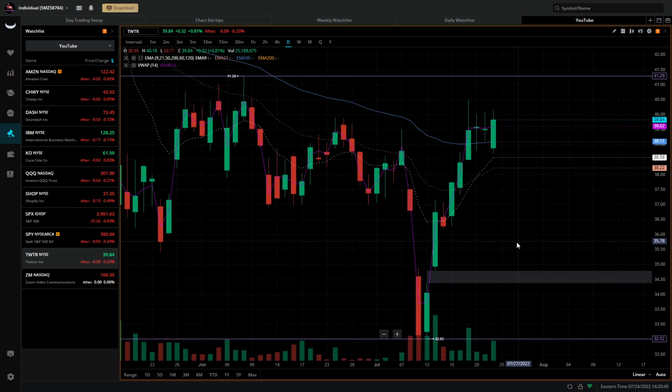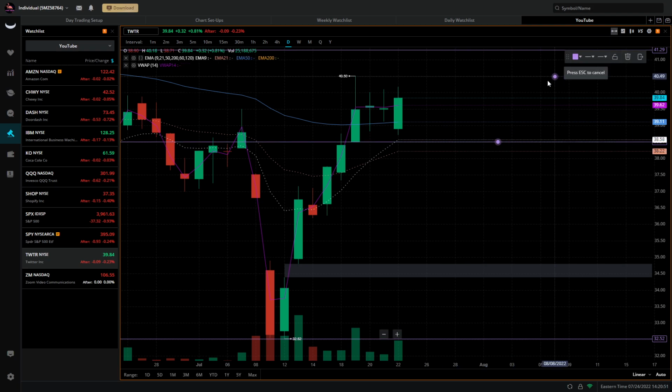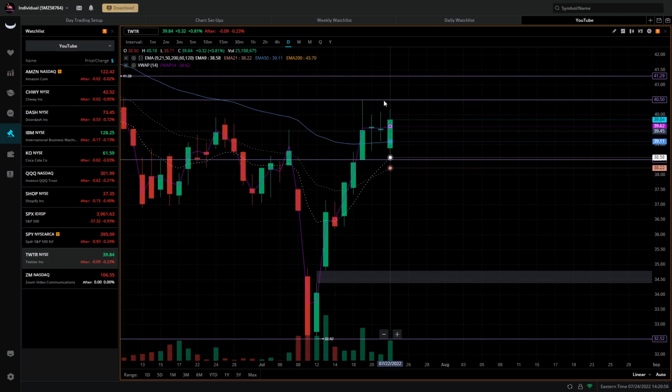But I'm looking over here. We have a short-term range. We have puts under 38.50, and we have calls above 40.50. This is our short-term range, so this is what I would play.